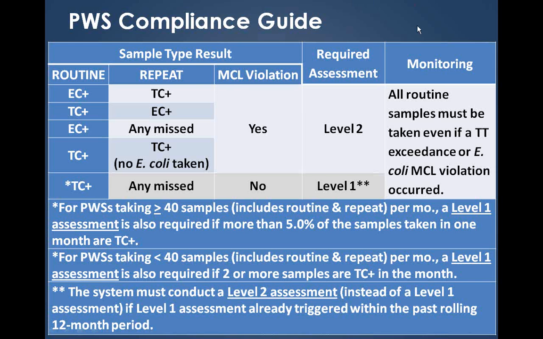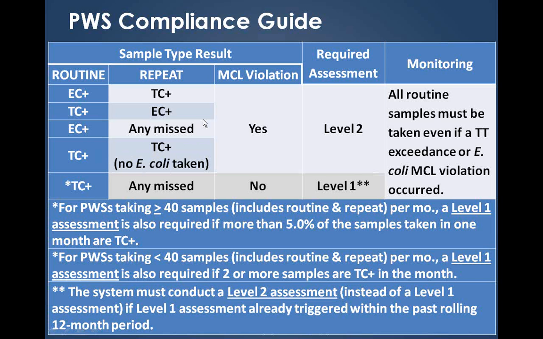So these top 4 rows here, 1, 2, 3, 4, are the rows that lead to an E. coli MCL violation. We went over those yesterday. So there's a routine E. coli result and a total coliform positive result in the repeat samples. Or the reverse, there's a total coliform positive found during routine monitoring and an E. coli found in the repeat samples. Or there's an E. coli during the routine and they missed any one of the repeat samples required. Or there was a total coliform positive in the routine, and there was a total coliform positive in the repeat, and the E. coli was missed during the repeat.